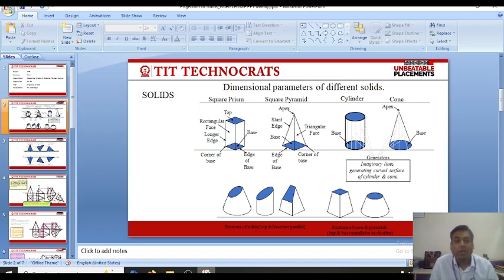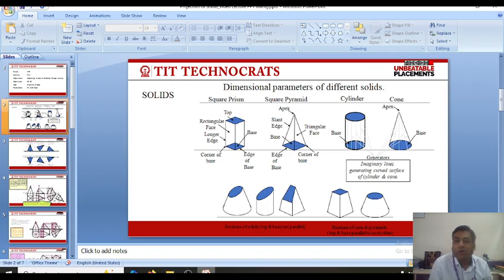If we broadly classify solids, then we can classify them as polyhedrons and solids of revolution. Here in this diagram, you can see a square prism and a square pyramid. Both of these are categories of polyhedrons. Polyhedrons means solids bounded by planes. So you can see that the square prism and pyramid are solids which are generated by combining a number of planes together.